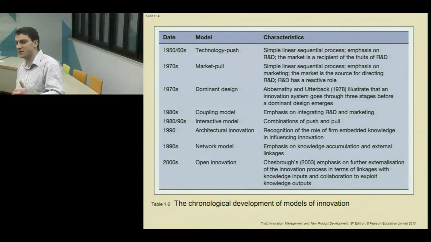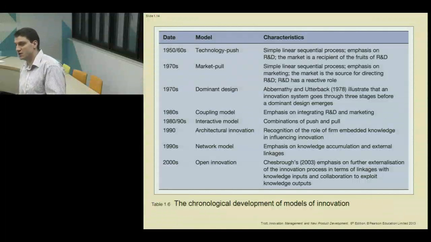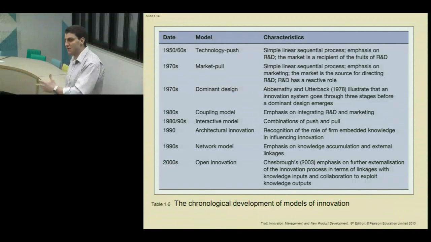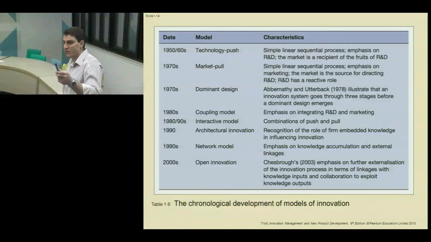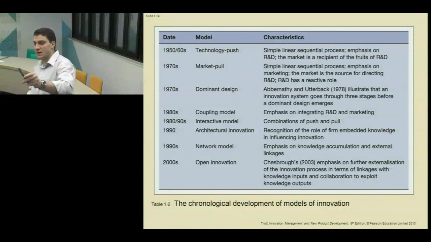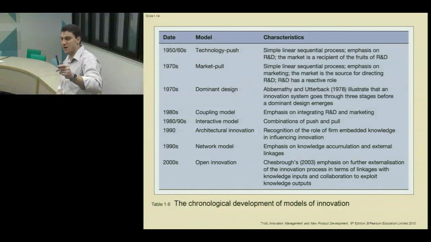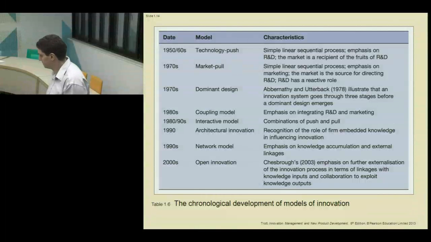Then in the late 70s, we had the dominant design, an innovation system that goes through three stages before a dominant design emerges. It is a simple process. In the early 80s, we have the coupling model, where all functions collaborate together within the firm. In the late 80s and early 90s, we have the interactive model, combinations of push and pull.